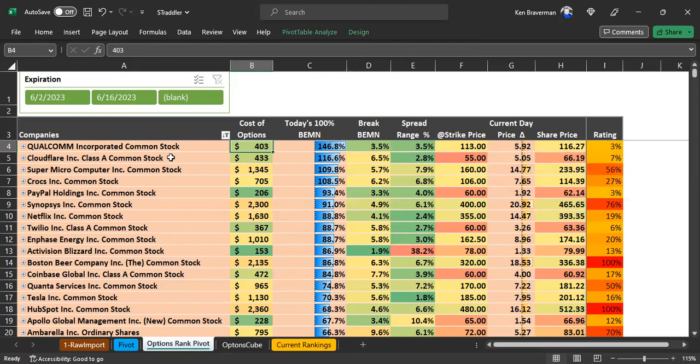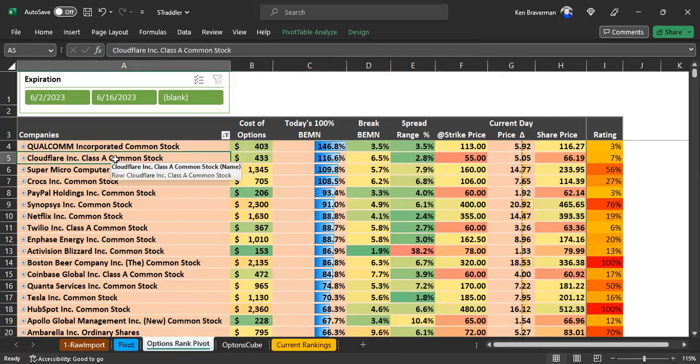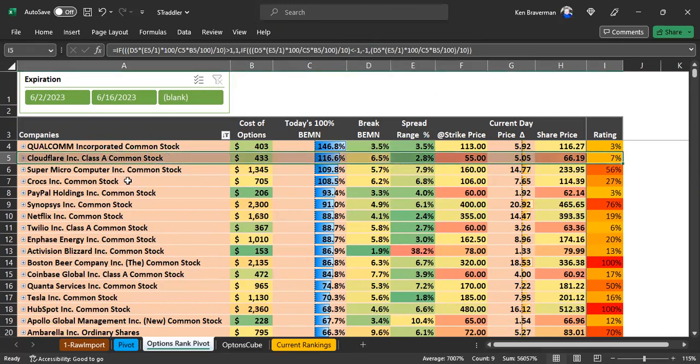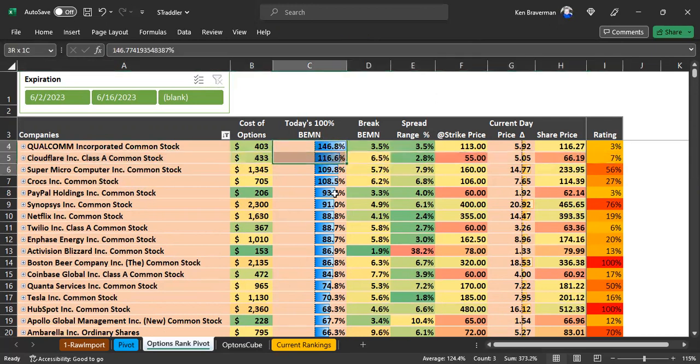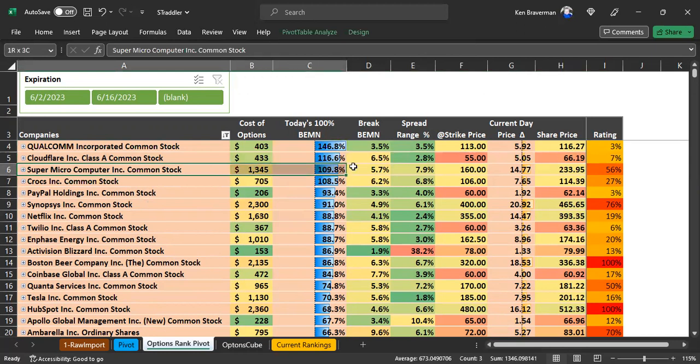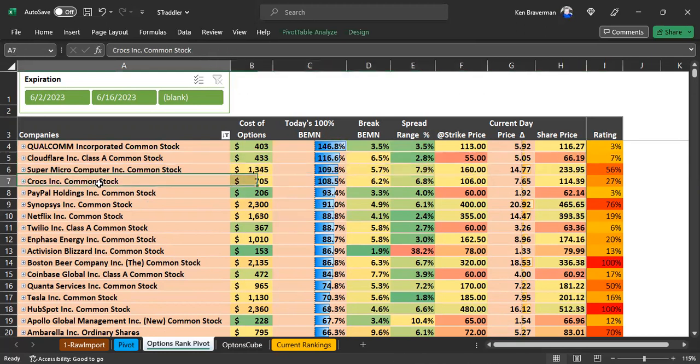Okay. This Cloudflare company also did really well. I think I might have seen them on Friday. I can't really remember, but they've got a good rating. I should learn more about them. This is just stuff that went up a lot today. Super Micro Computer, I believe that's also semiconductor related. Crocs, I don't know what Crocs is doing on here. Should look up the news on that one.